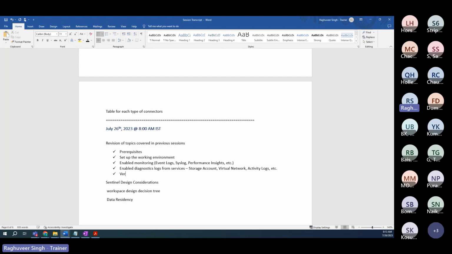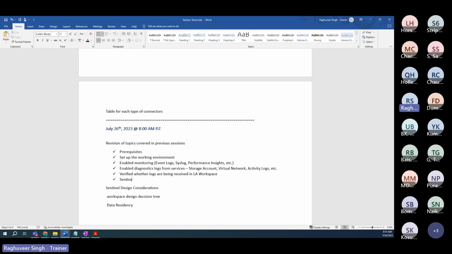We enabled diagnostic logs. Then we verified whether logs are being received in the LA workspace, the log analytics workspace that we created. We verified by writing some KQL queries. For virtual machines, we looked at heartbeat. So we basically verified whether the logs are coming. For activity logs, we typed in the activity logs table and various parameters. So that's what we looked at.